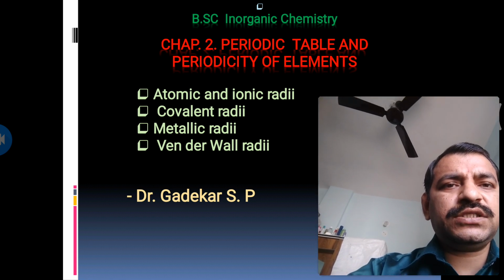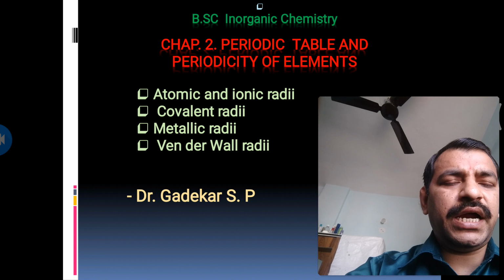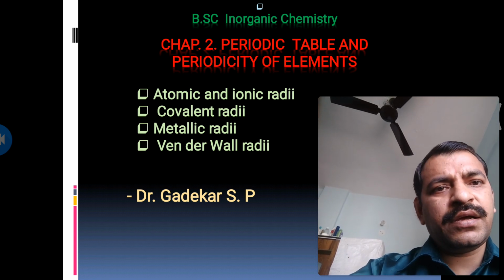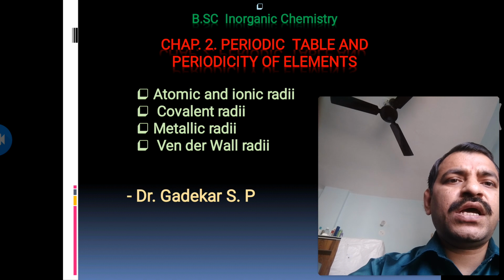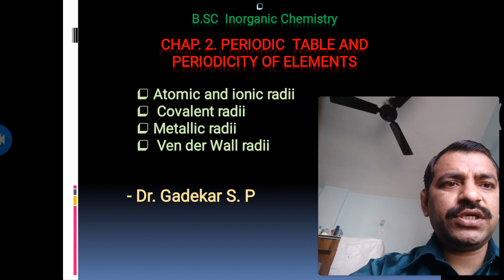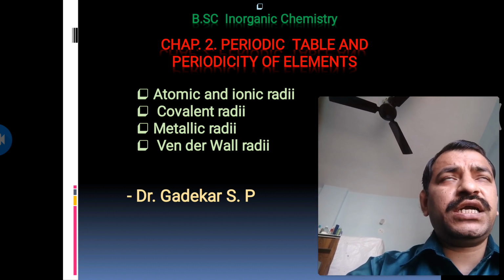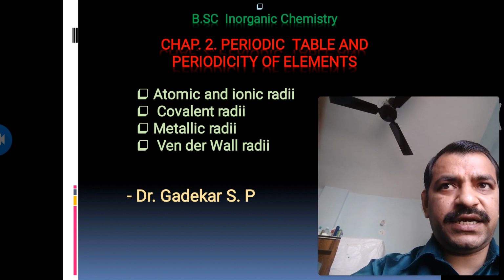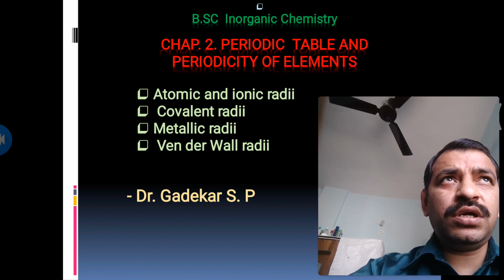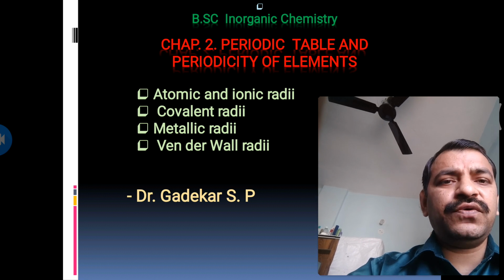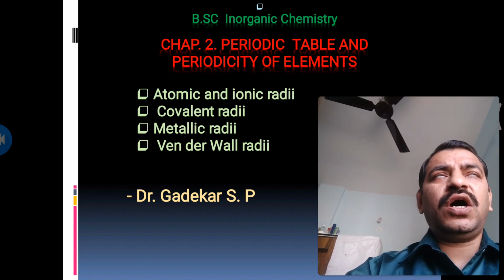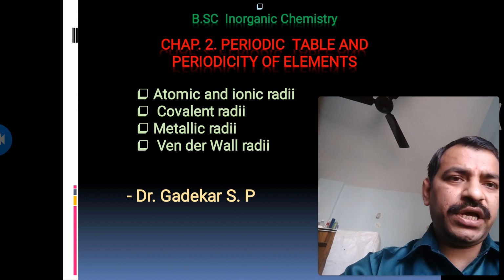Today we will discuss atomic and ionic radii, then covalent radii, metallic radii, and van der Waals radii. In the last lecture we discussed the shielding or screening effect, Slater's rule, and effective nuclear charge. So today we will discuss atomic and ionic radii.